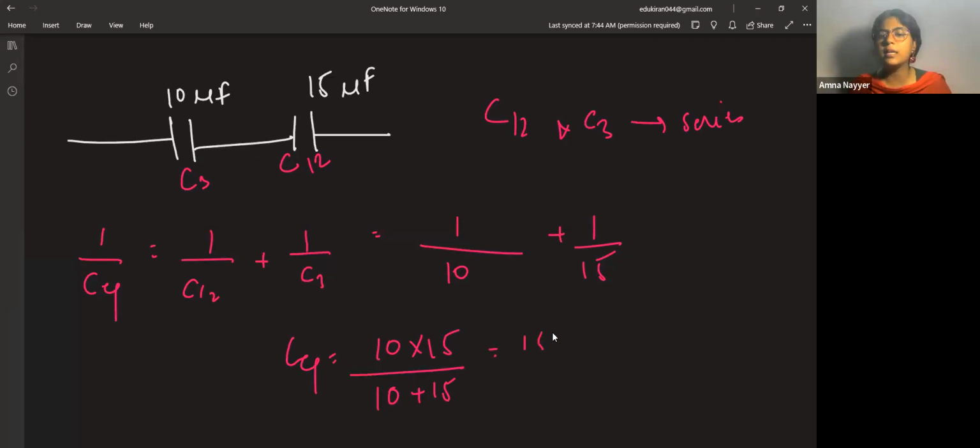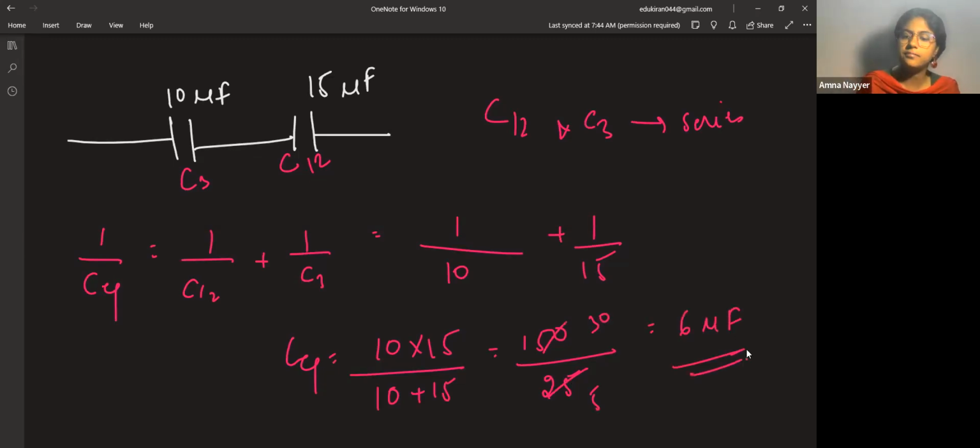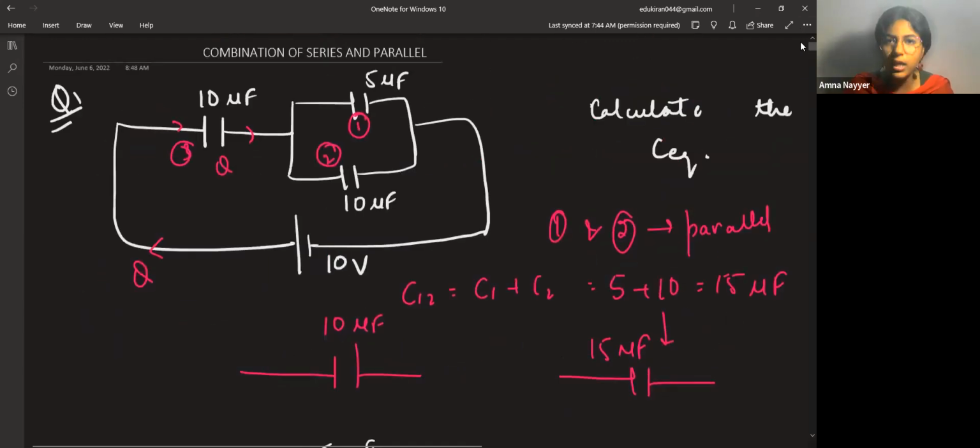So this directly becomes 150 divided by 25. Further, if you want, you can simplify this also. You have to actually simplify the final answer which you write. This becomes 30 by 5, that is, 6 microfarad is the answer. Fine. So series and parallel combinations have to be solved like this. Note down this.